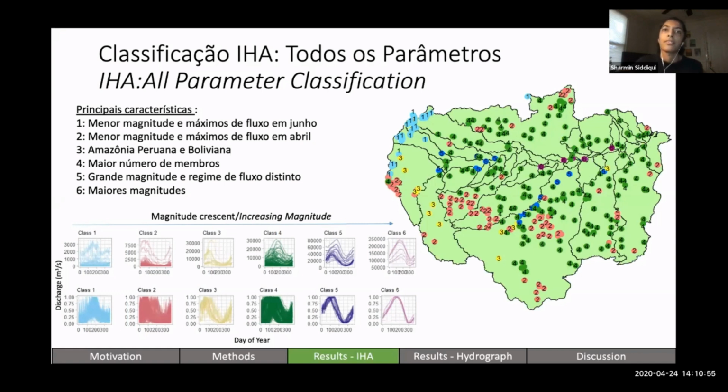Class 3 are generally distributed across the Bolivian and Peruvian Amazon. Class 4, we have the highest number of stations in this group. We also see that they're widely distributed. Then class 5, as we increase in magnitude, we see that it has a distinct periodicity in its hydrograph. And then with class 6, we have the largest average flow magnitudes, and these are located along the main stem of the river. And relative to other classes, these are characterized by high rise rates, low number of reversals between rising and falling days, and then a mid-annual wet season, corresponding to flow maxima in June.